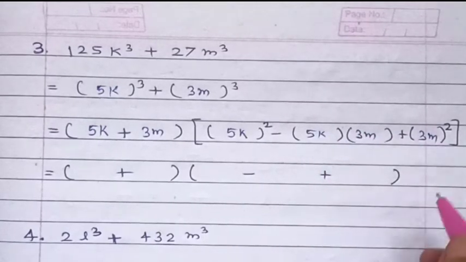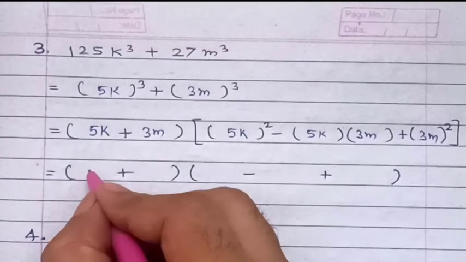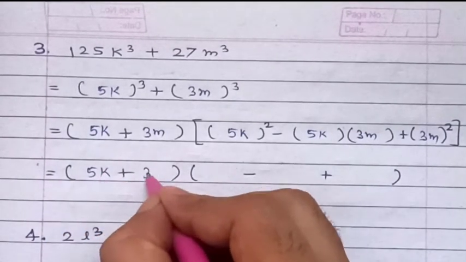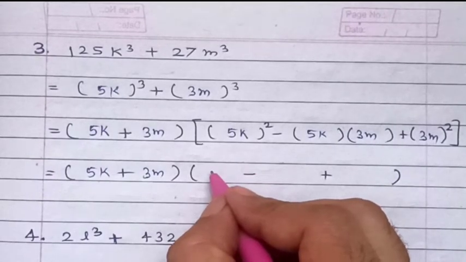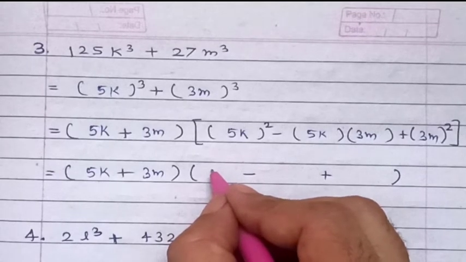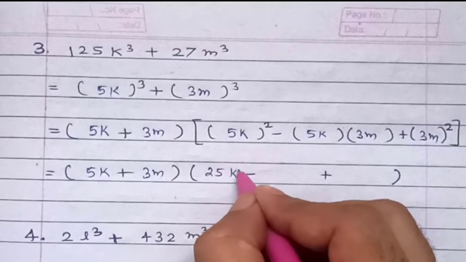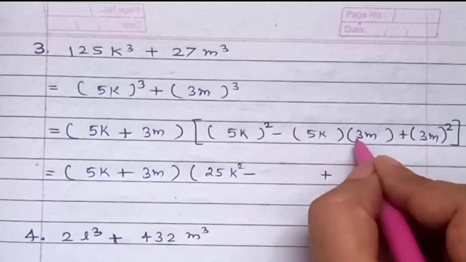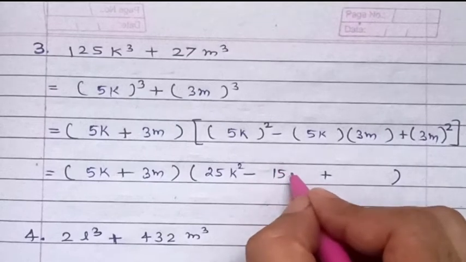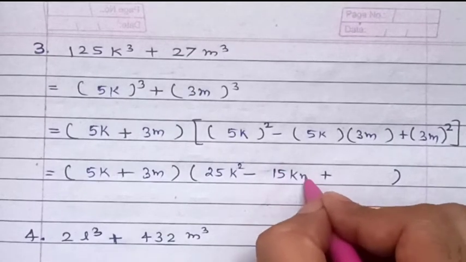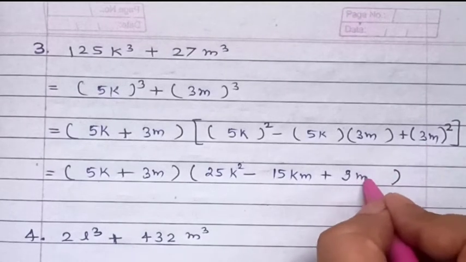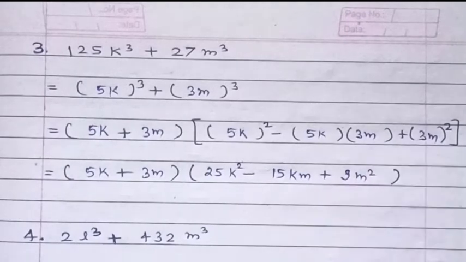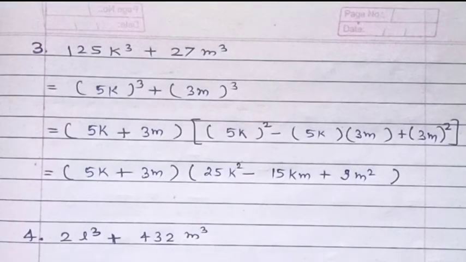Now use the formula and write here 5k plus 3m, and here (5k) square minus 5k into 3m, and then (3m) the whole square. Now simplify, you will be writing 5k plus 3m. (5k) square is 25k square, so write here 25k square minus 5 threes are 15, and then k into m, km, and then 3 square is 9, and m square is m square. That is your third answer.